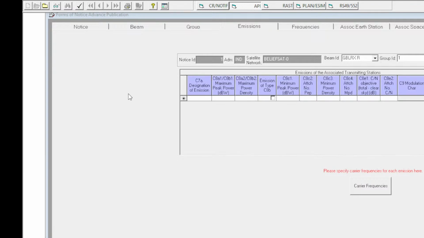So emissions are in regards to the general emission type, and then there are the carrier frequencies. Okay, so yeah, this was the exact problem I was talking about. It doesn't save the emission, as you can see. So now you'll have to fill it out again completely.